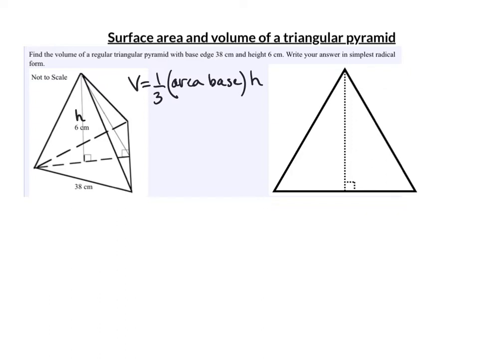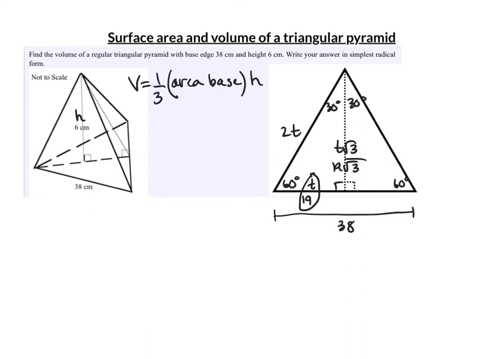So the first thing we need to do is use the fact that every base edge is 38. Remember, the base is an equilateral triangle, so we have 60 and 30, 60, 30, 90. And we can take half of 38 and figure out that this is 19, and that's our t, and our height is t root 3, and if we needed it, the hypotenuse would be 2t. From this we can see that t is 19, so the height is 19 root 3. Now we can find the volume.